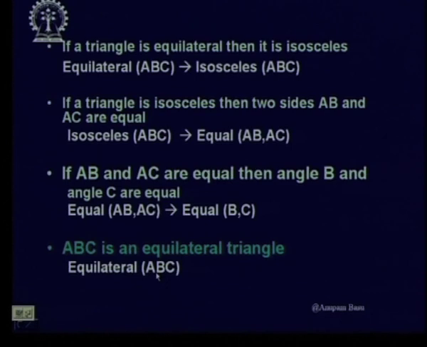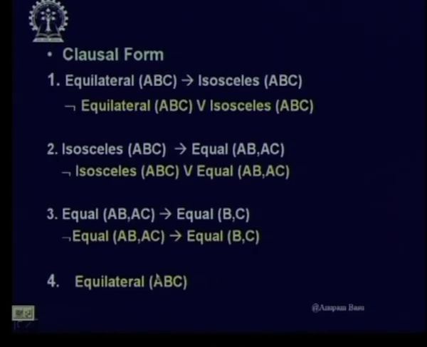Now, what is the next step? We have to convert them to clausal form. We had equilateral ABC implies isosceles ABC. Converted to clause, it becomes not equilateral ABC or isosceles ABC. Isosceles ABC implies equal AB AC translates to not isosceles ABC or equal AB AC.